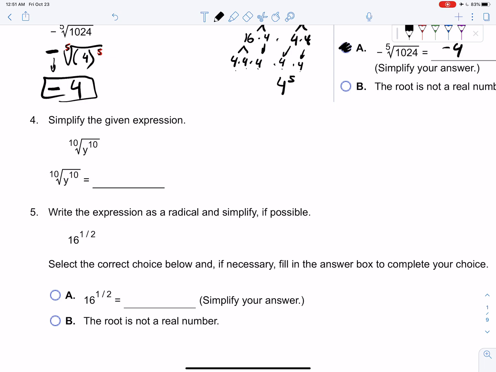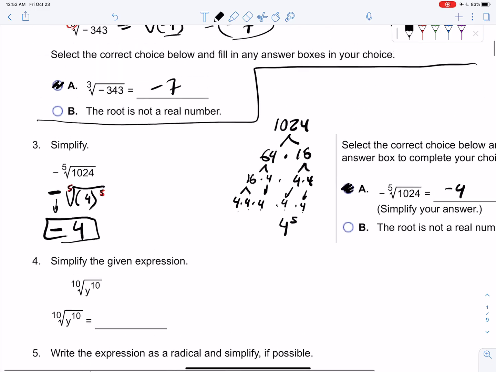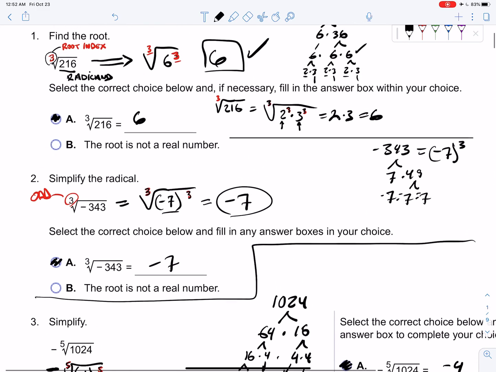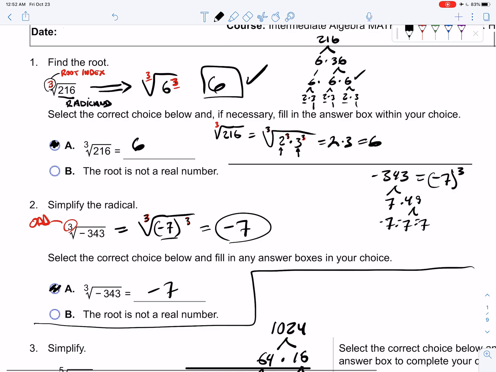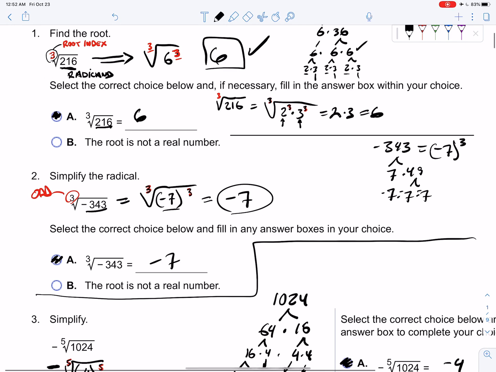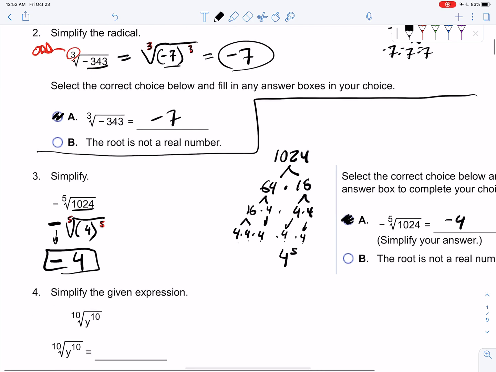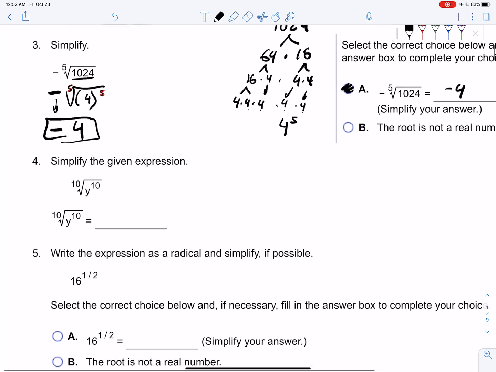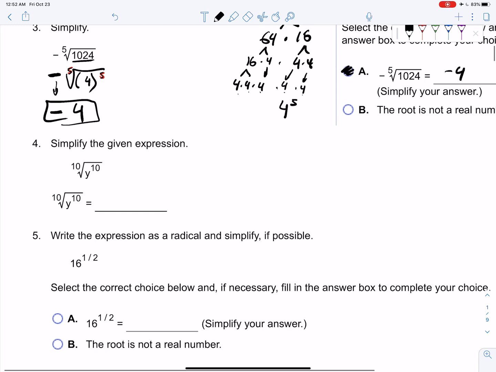So this one says simplify the given expression. Now there is a difference here. The difference is that in all these previous problems, the radicand happened to be a number, and with a number, we can visually see if it's positive or negative. On this particular problem, it is a variable, y. And I do not know if y is positive or negative. And it's not giving me any clues.